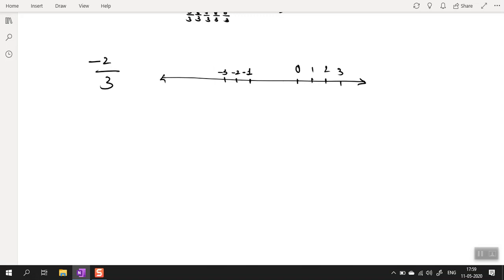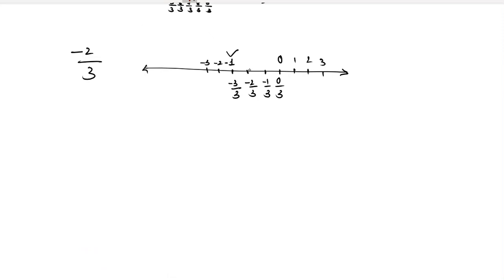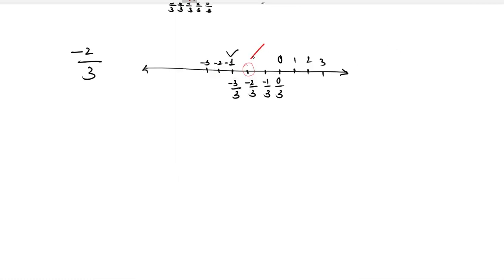So how many divisions you will make here? 3. 1, 2, and 3. There are 3 divisions now, right? So this is 0 by 3, this is -1 by 3, this is -2 by 3, and this is -3 by 3. What is -3 by 3? -1. So our required number in this case will be -2 by 3, which is over here, right? So we located -2 by 3. You get full marks.